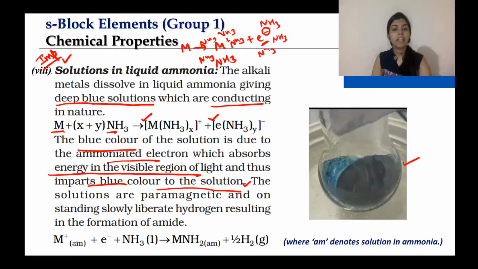Now on standing, that means after some time, amides are formed, M NH2, and hydrogen gas is released. That means immediately after you form the solution of alkali metal in liquid ammonia, you will get these two cationic and anionic species. Then after some time on standing, that solution will give M NH2 plus half H2. That means hydrogen gas will be released and a metal amide will be formed.